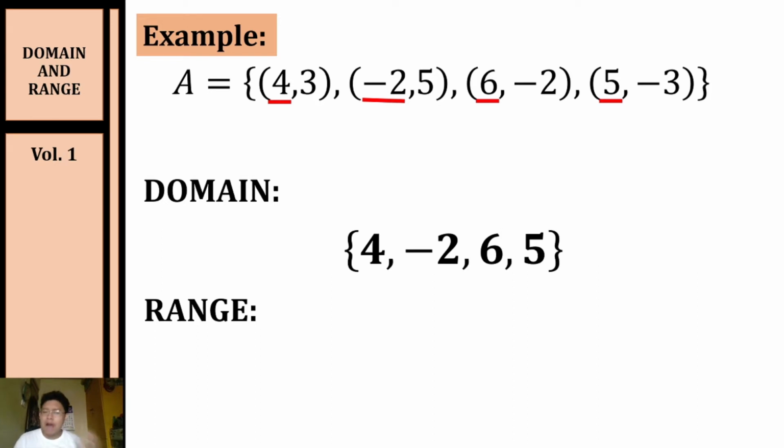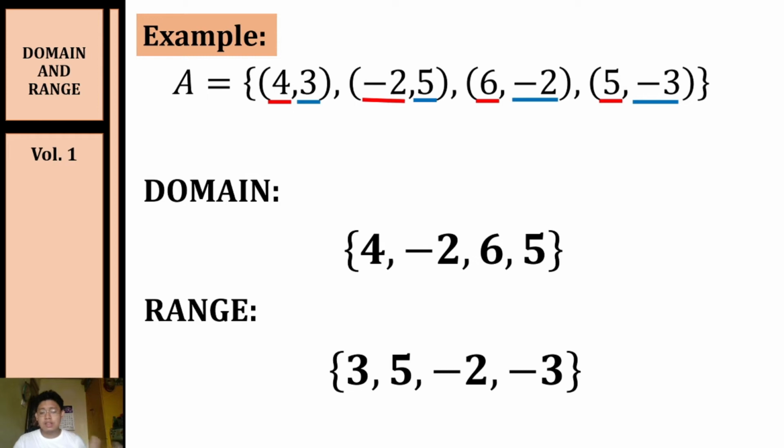Now, what about our range? Our range will be the y-coordinates of our ordered pairs. So here we have 3, 5, -2, -3. So our range will be 3, 5, -2, and -3. Take note, when you write our domain and range, we place them inside the braces.